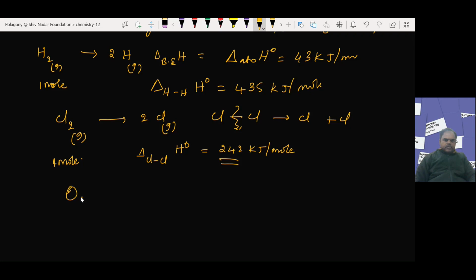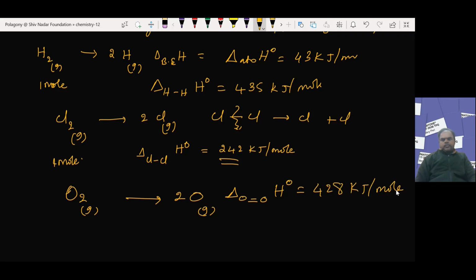And if you take O2 gaseous molecules, for breaking them into two free gaseous oxygen atoms, the bond dissociation enthalpy for oxygen will be almost equal to 428 kilojoules per mole, we can write.